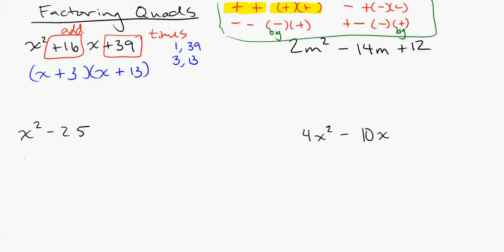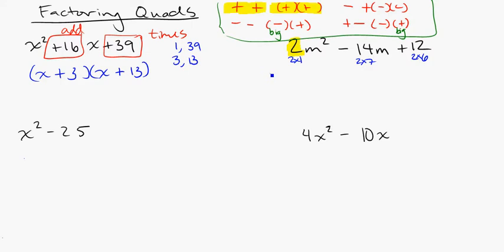Looking at the next example, it gets slightly tricky, because we notice here that we've got a number in front of that x squared, or in this case an m squared. That number in front can make things more complicated, but if we think about it, I can actually factor a 2 out of all 3 of these terms. 2 times 1, 2 times 7, and 2 times 6. 2 times 7 would give me the 14, and 2 times 6 would give me the 12.